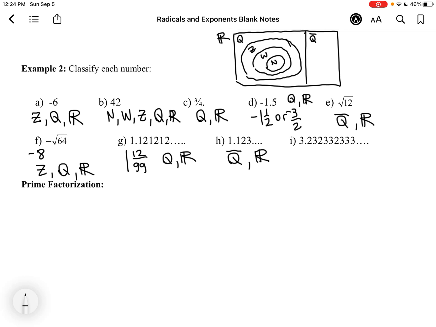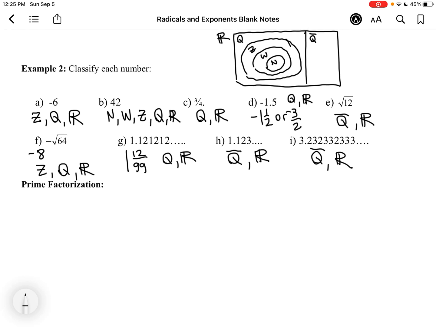Okay, and then finally, we've got 3.23233, etc. So this guy also doesn't terminate, and it doesn't repeat though. There is a pattern, right? So what you can see is that it's 2, 1, 3, 2, 2 3s, 2, 3 3s. The next would be 2, and then a segment of 4 3s. Okay, so there's a pattern, but it's not a repeating pattern. So this is irrational and also real. Okay. So that's basically what I want you guys to know about the real number system.